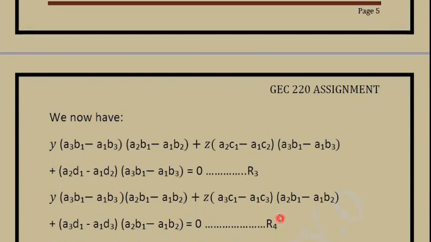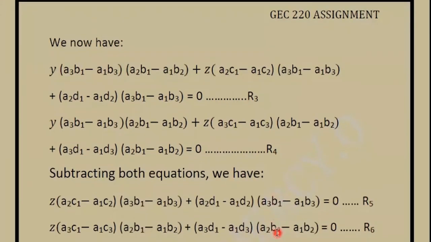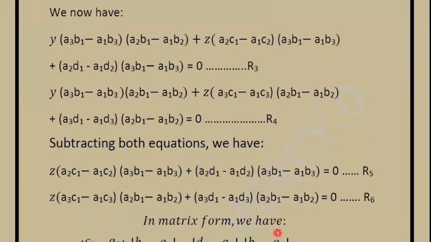Remember, naming your equations is important. Now, we rename these equations after the elimination to be R3 and R4. Subtracting these equations, leaving us with only z and our constants, will give us this, whereby we rename it as R5 and R6.